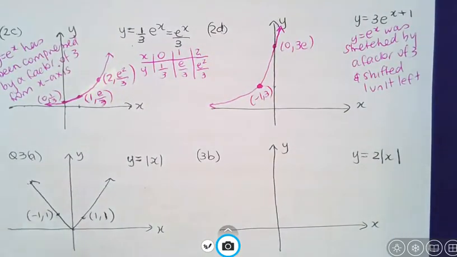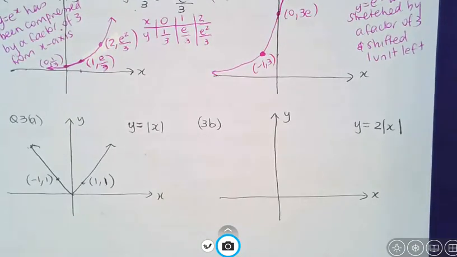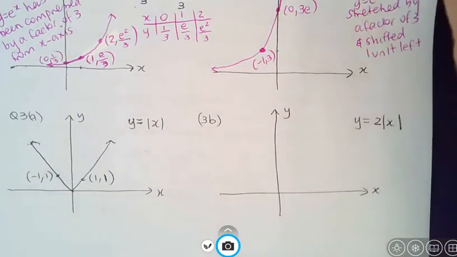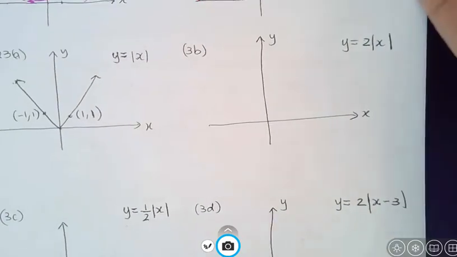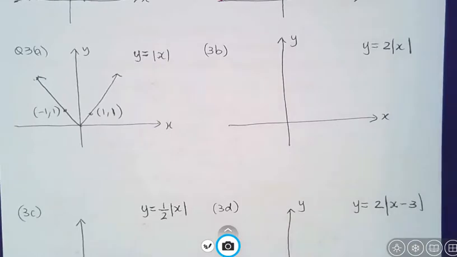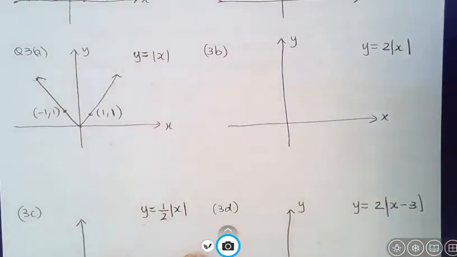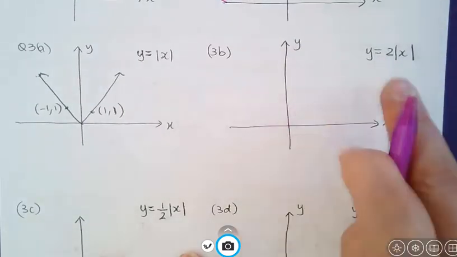Y equals absolute value of x. Y equals 2 times the absolute value of x. Same things. Y equals half absolute value of x. Y equals 2 times the absolute value of x minus 3. Quick sketch. You should be able to do them really quickly. Just do 3 points or 2 points. 2 points is enough. You just tell me about this one.